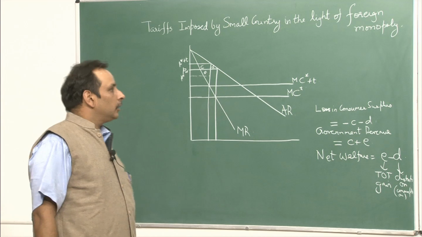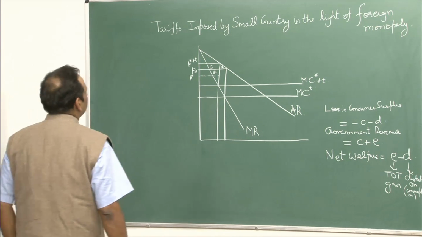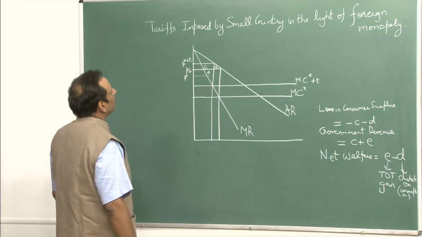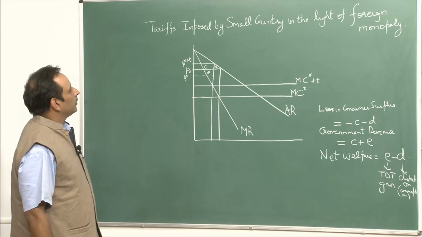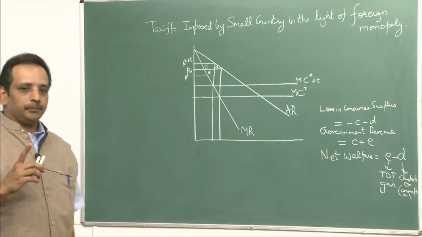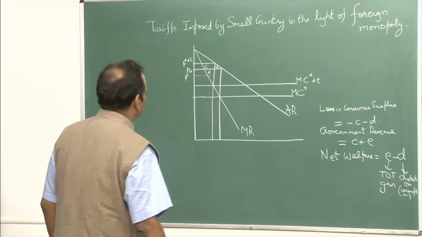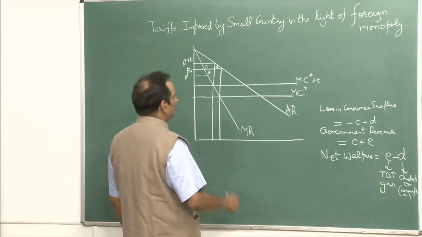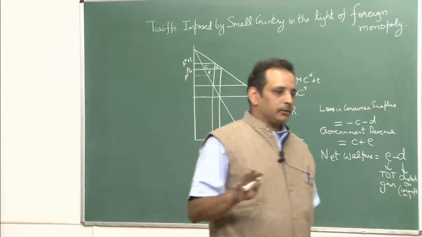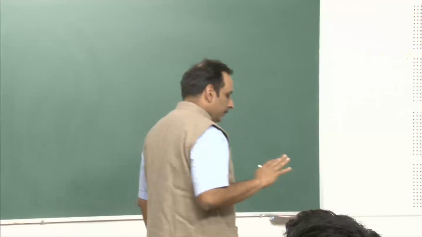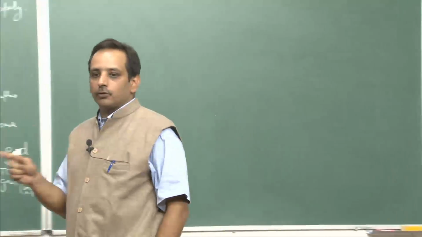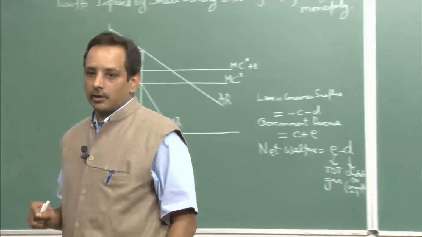Good afternoon. Today we are back in discussing the impact of tariffs which are imposed by a country in the light of foreign monopoly. So there is only one producer who is providing this product in this home country. There are no alternative goods, there are no goods which are available domestically. It is only this foreign producer who is providing this product in this home markets.